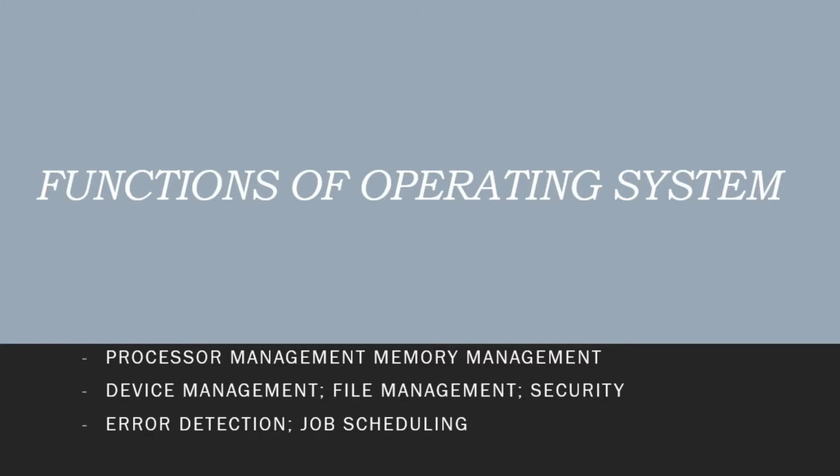Let us come to the functions of an operating system. The basic functions you can see at the bottom are processor management, memory management, device management, file management, security, error detection, job scheduling, etc. Processor management means an operating system manages the working of the processor by allocating various jobs to it. It also ensures that each process and application receives enough time from the processor to function properly, that is, how much time will be allocated to process a certain set of instructions.